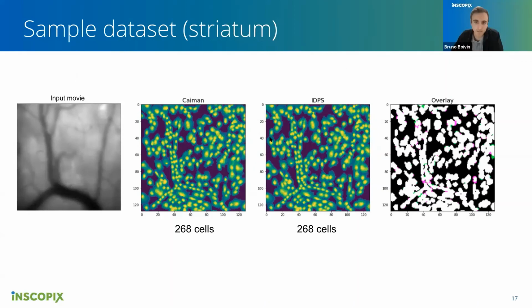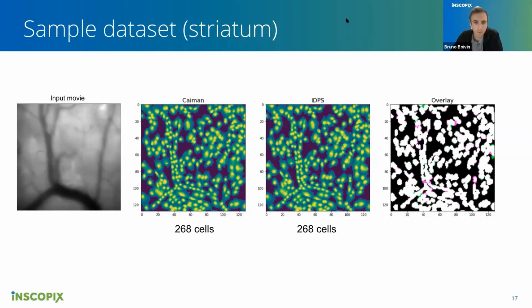And then next to that, we have the output from IDPS, which you can see looks fairly similar. And just to visually confirm that, we generated an overlay of the two images in the middle, CaImAn and IDPS. The two colors, green is CaImAn and purple is IDPS. You can see that they're overall very similar, although there are slight differences in some of the spatial footprints, but nothing major.